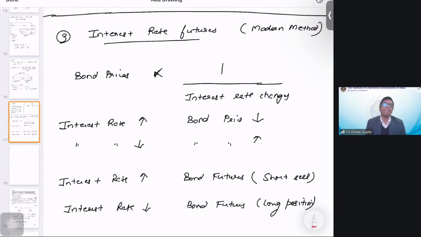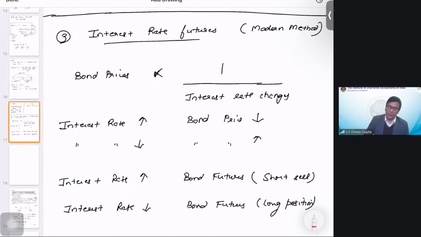So the interest rate changes. If interest increases, the bond prices decrease. This we have also touched upon in our previous sessions. And if the interest rate decreases, the bond prices increase, right? Now, if let's say we want to gain if the interest rate increases, or if we want to gain if the interest rate decreases, we can definitely link it up with how we should sell the bonds futures or purchase the bonds futures in case we need it.